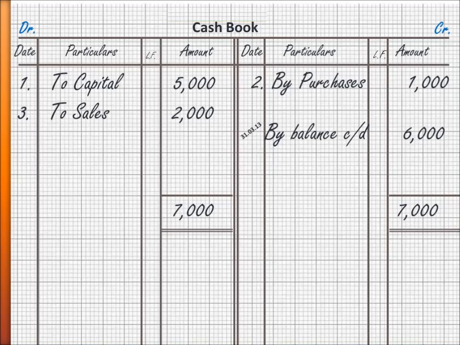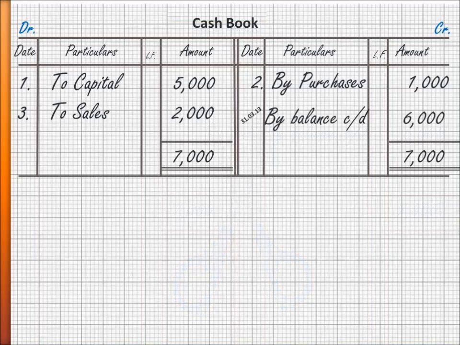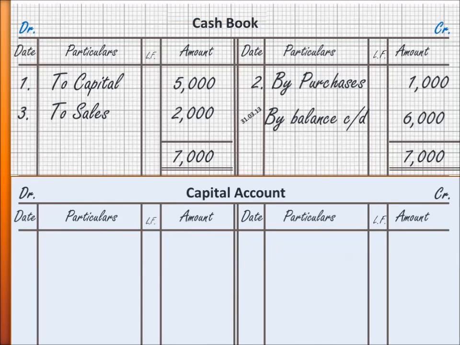Whenever you do the ledger posting on the basis of cash book, you will have to apply the principle of reverse. Means debit item will go to the credit and credit item will go to the debit. So first of all, to capital rupees 5,000. So you take 5,000 from the debit side and come on the capital account credit side. By cash rupees 5,000 because you have taken this item from the cash book. So you can write down by cash book or by cash account, but I'll prefer by cash account rupees 5,000.